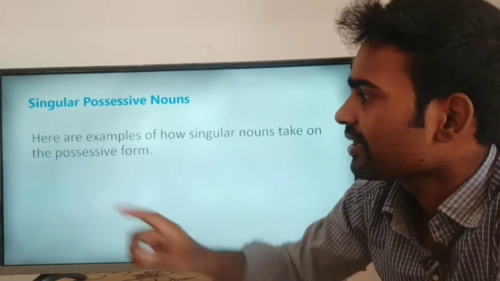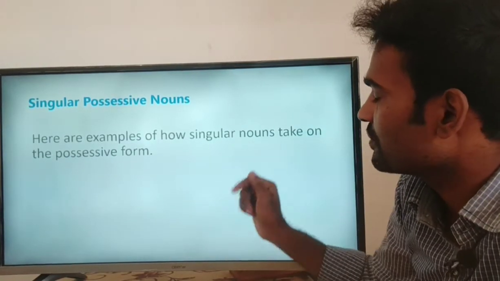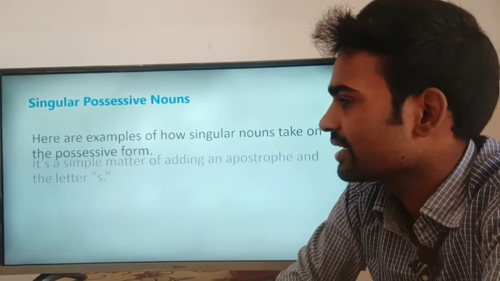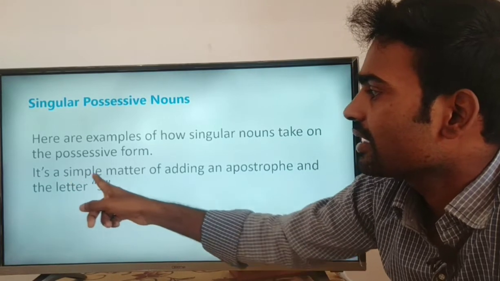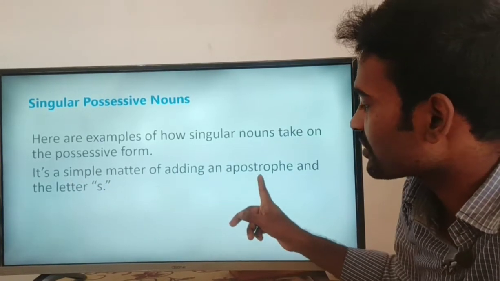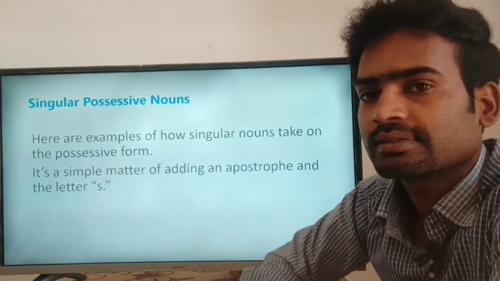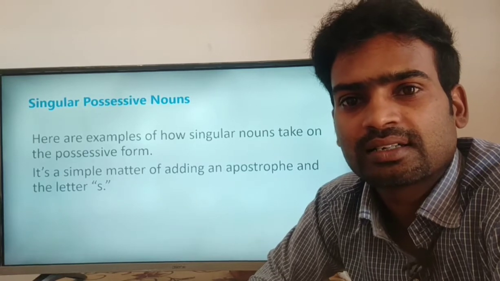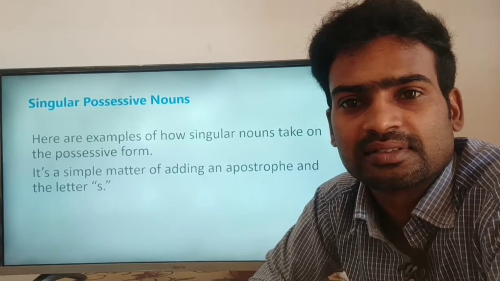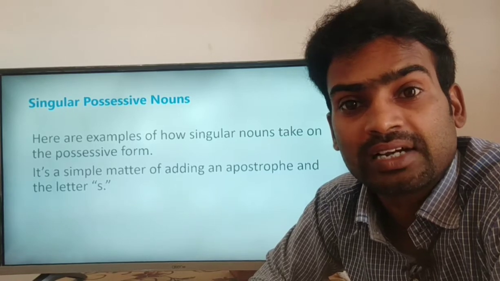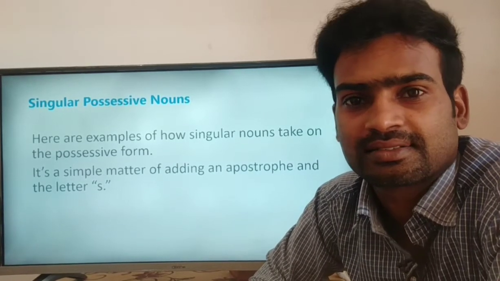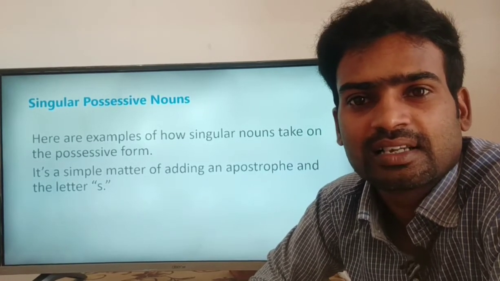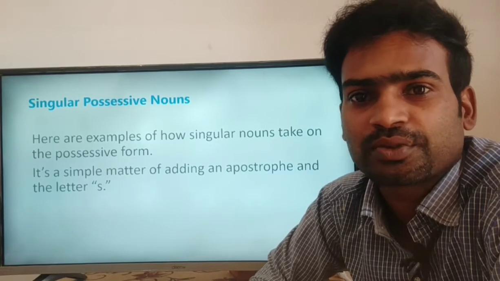Let's see. Here are examples of how singular nouns take on the possessive form. It is a simple matter of adding an apostrophe and the letter s. For the singular noun, we have to add an apostrophe and s. Remember, my dear children, we have to add the apostrophe first and then s. Clear? First we add the apostrophe and then s. If we do that, it will become a singular possessive form.